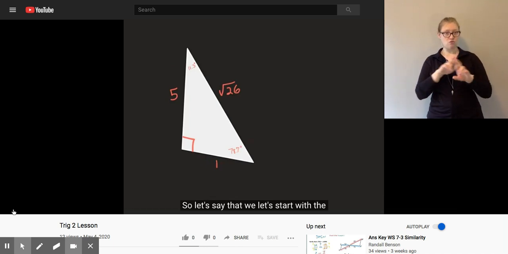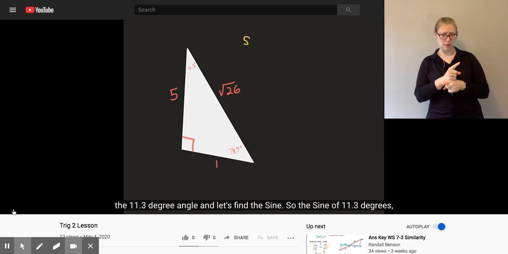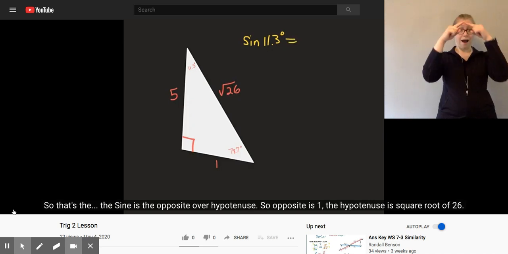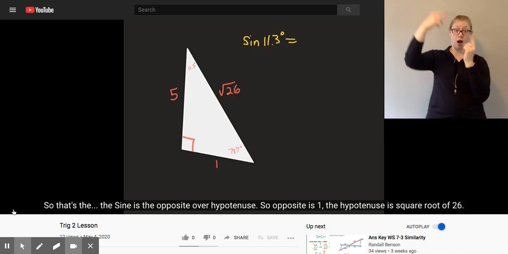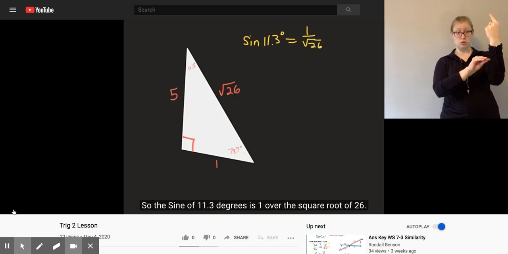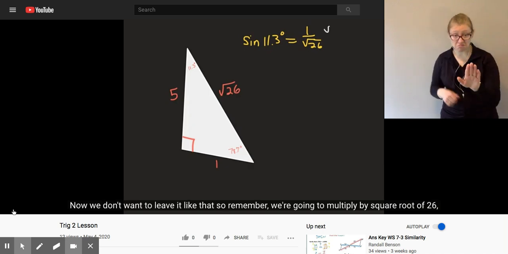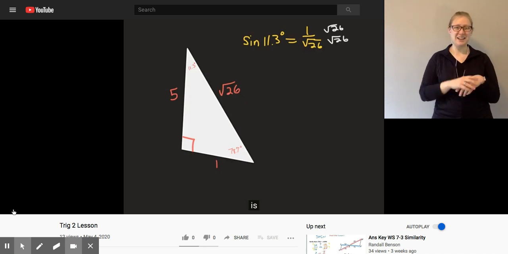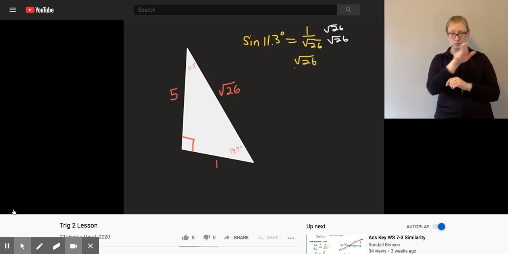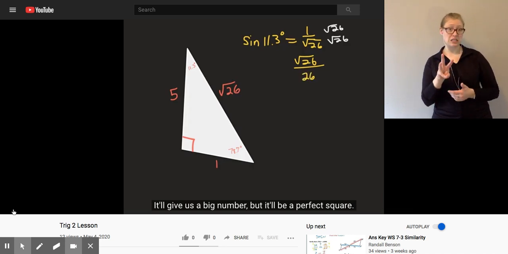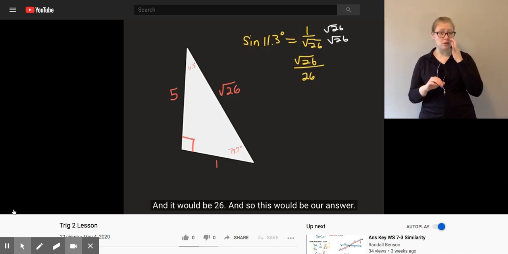So let's start with the 11.3 degree angle, and let's find the sine. So the sine of 11.3 degrees, we'd write it like that, and our ratio is going to be opposite over hypotenuse. So opposite is 1. The hypotenuse is square root of 26. So the sine of 11.3 degrees is 1 over the square root of 26. Now we don't want to leave it like that. So remember, we're going to multiply by square root of 26 over square root of 26. The square root of 26 times the square root of 26 is just going to give us 26. It'll give us a big number, but it'll be a perfect square, and it'll be 26. And so this would be our answer.